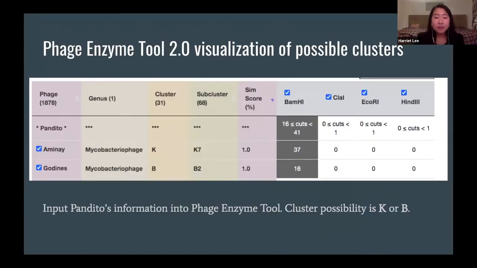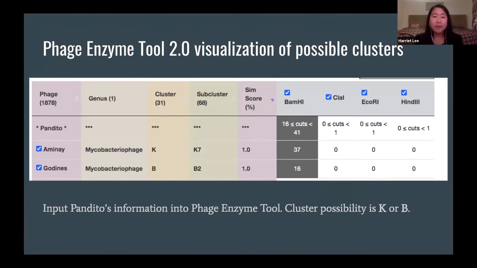To analyze and understand the cuts made by the enzymes on the DNA sequence, we had to use an external program called Phage Enzyme Tool. We inserted the number of cuts made by each enzyme, and then the tool gave us two possible clusters that the phage may belong to, K and B.